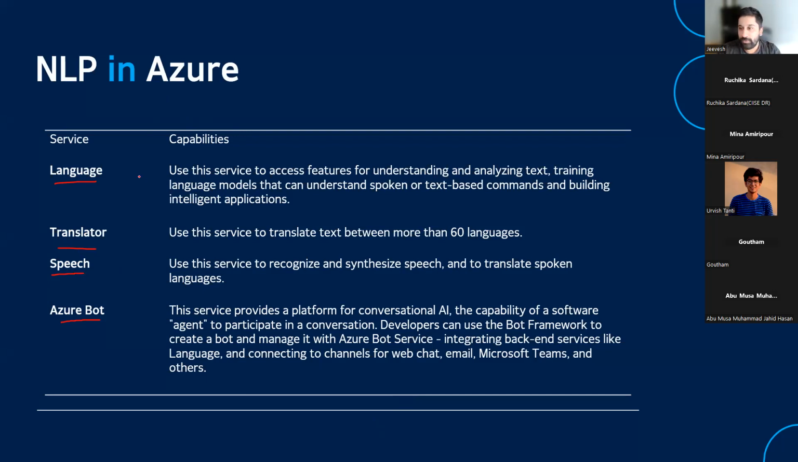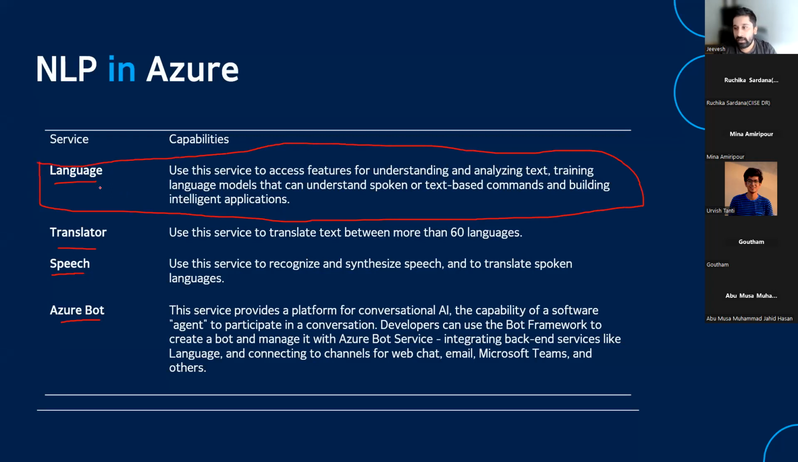When we talk about the language service, this service is used to access features for understanding and analyzing text, which is used for training models that can understand spoken or text-based commands and building intelligent applications. An example of this would be if we have some custom commands that we do not want to give in a particular language. So let's say you're creating an application where you want a word which is not an English word, not a Latin word, not a Spanish word. Maybe you want a different word or a different sound associated with a certain action that you want to perform. That is one use case where you could be using the language service, because you will be building your own model and this model will understand the spoken or text-based commands.